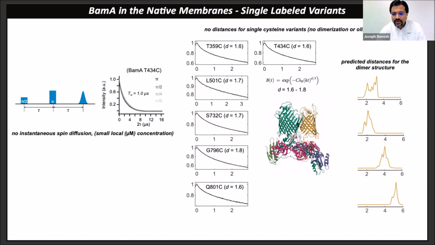And in all these cases, we see a monoexponential decay devoid of any distance, which rules out any dimerization or oligomerization. So this is an available structure of BamA where the BamA dimer was stabilized by cross-linking. And based on this structure, these would be the distances we would expect for these single cysteine variants. And as I mentioned earlier, we don't see any such distances, suggesting that this structure is either transient or is not stable without cross-linking in the native environment.